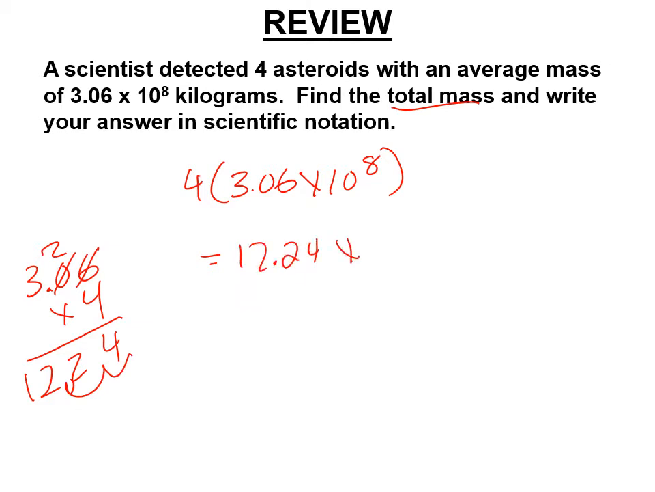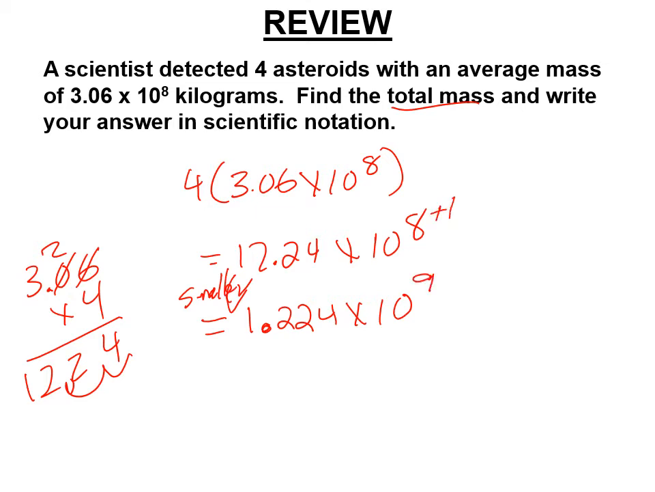Don't put that on your answer. Why not? Not scientific notation. We need to make it 1.224 times 10. But now you've made this smaller by a factor of 10. So we have to make this one bigger and make it 10 to the 9th, and this is kilograms. Please, decimal points have to go behind the first digit. You never have 12 in an answer.